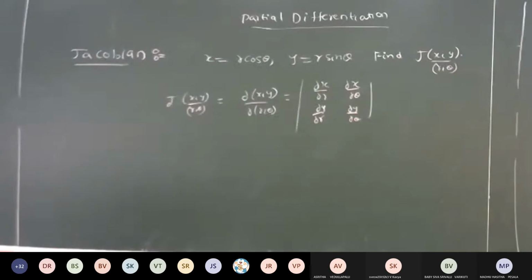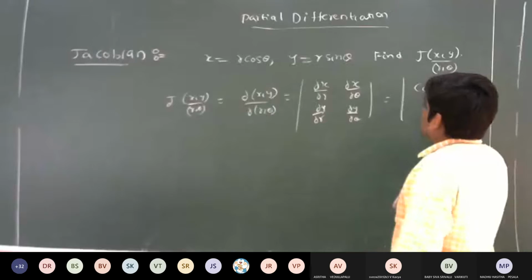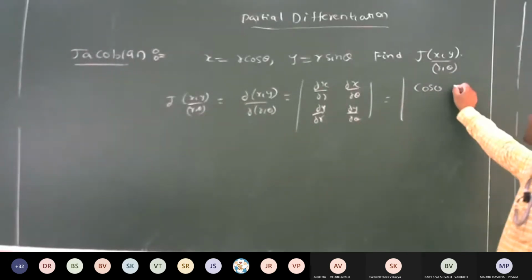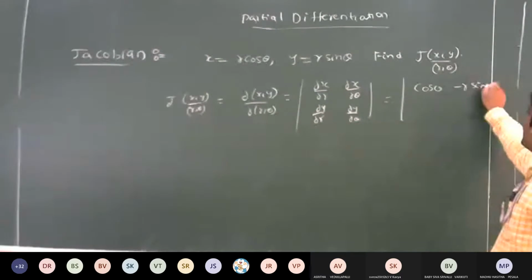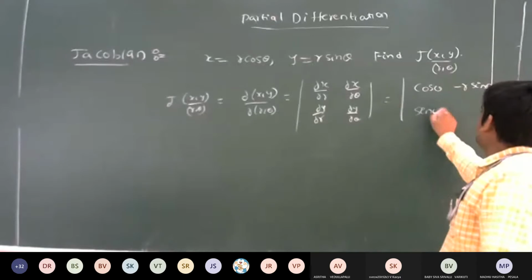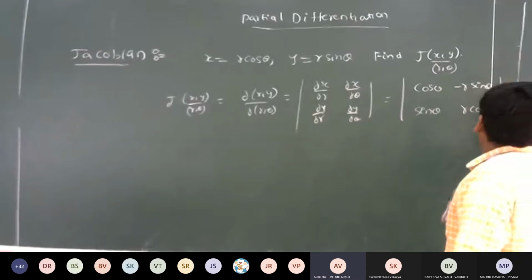Cos theta, very good. So directly you can replace, so this is cos theta. Next, what is the value of dou x by dou theta? Minus r sin theta. Yeah, very good. What is the value of dou y by dou r? Sin theta. Value of dou y by dou theta? r cos theta.